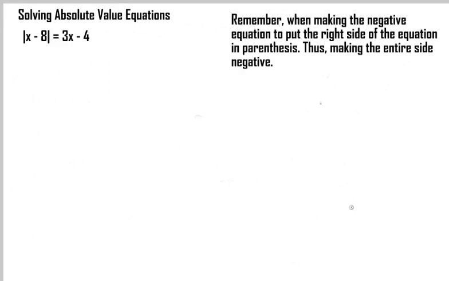Let's try another one. So we drop the absolute value symbols and we create our positive equation, x minus 8 equals 3x minus 4, and our negative equation, x minus 8 equals a negative, in parentheses, 3x minus 4. Remember, when making the negative equation, to put the right side of the equation in parentheses so that it makes the entire side negative.